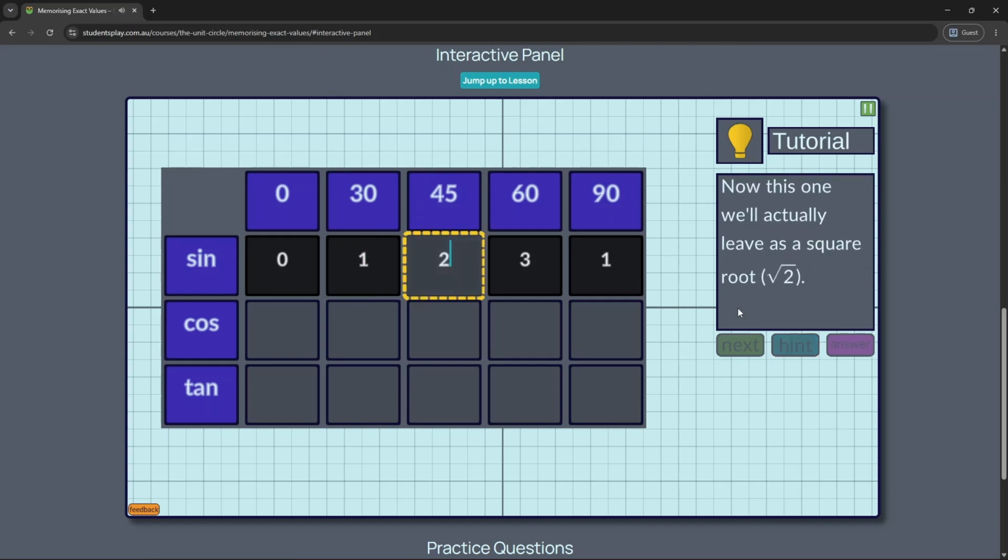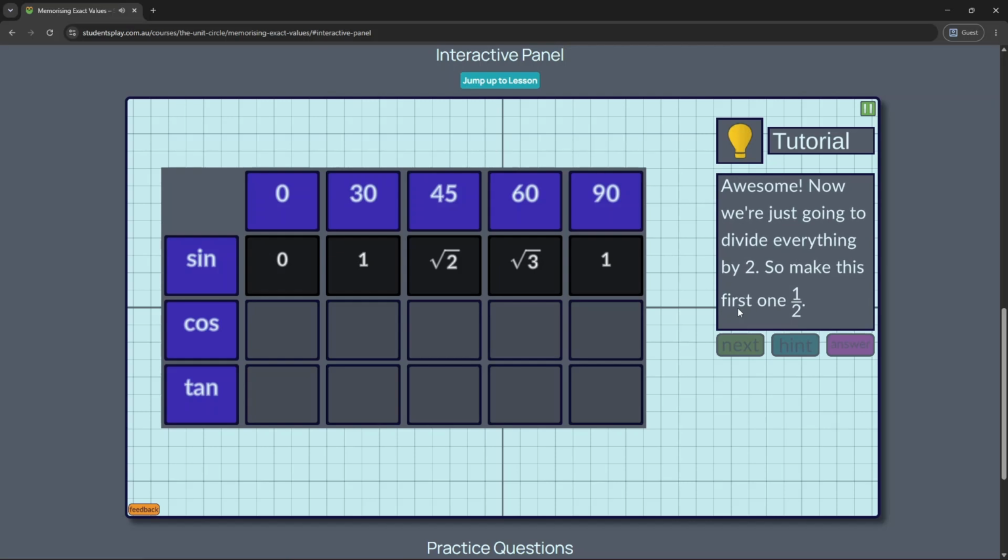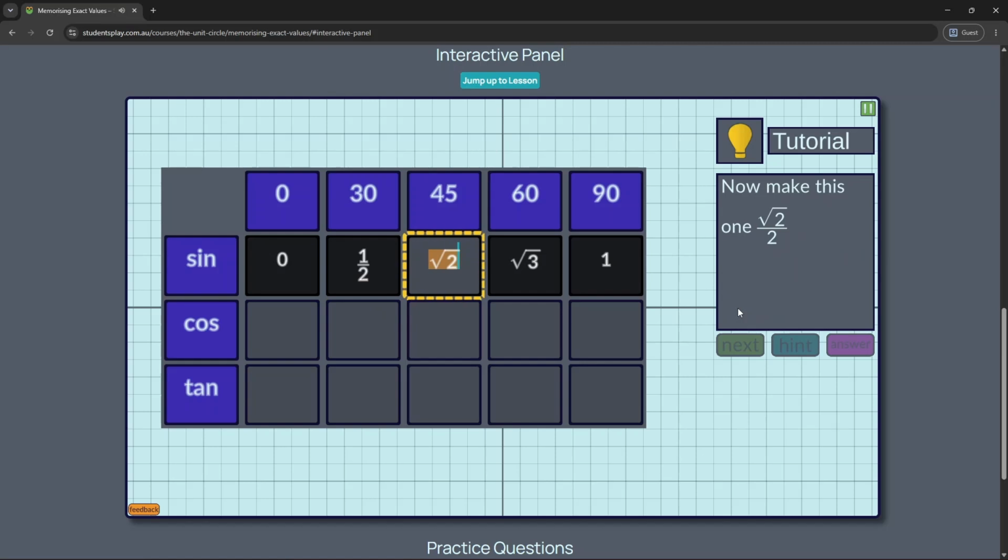Now this one will actually leave as a square root, which is square root of 2. So I'm going to backspace that and then write square root of 2. And this one, square root of 3. Awesome. Now we're just going to divide everything by 2. So make this first one 1 over 2. And when it says everything, it means the middle 3 values. So 1 over 2. Now make this one square root of 2 over 2.